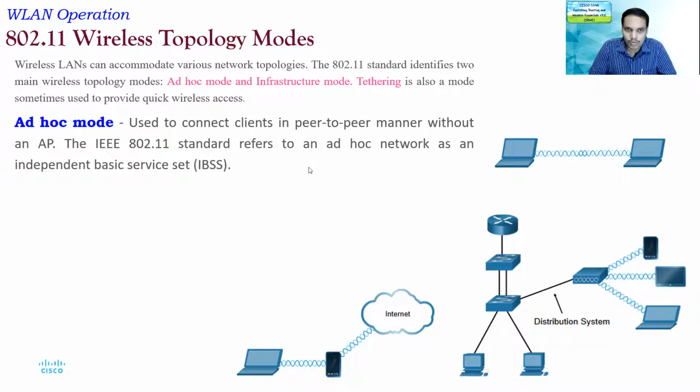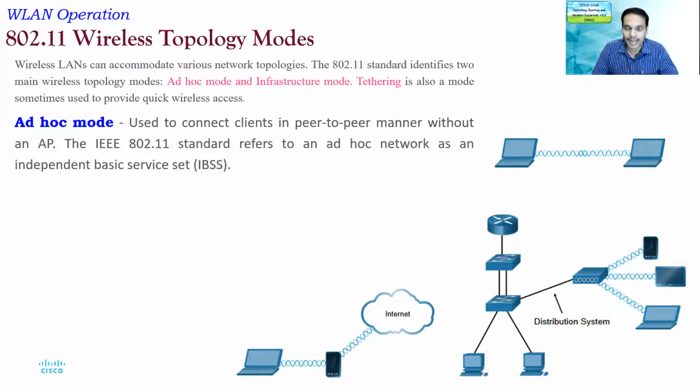The first mode is ad hoc mode. The name itself suggests on demand. So it is used to connect clients in a peer-to-peer manner without an access point. There is no access point here. The client itself creates this network, and the 802.11 standard refers to an ad hoc network as an IBSS. We also call it Independent Basic Service Set. An IBSS is nothing but an 802.11 network working in ad hoc mode where there is no access point. The clients themselves join with one another to create such a network.